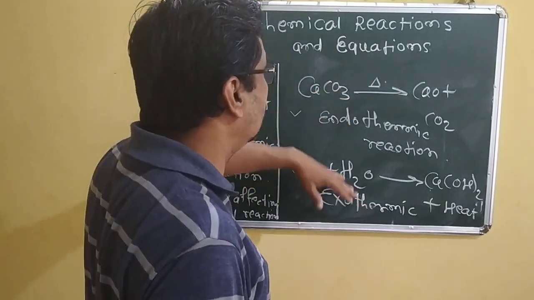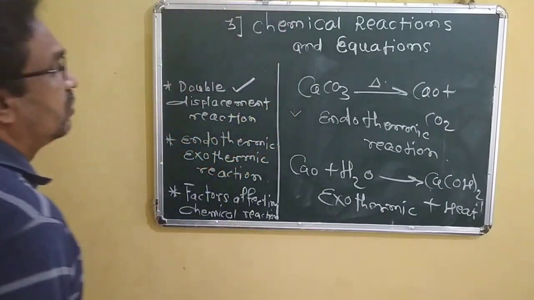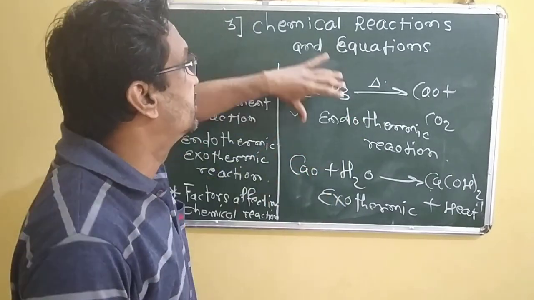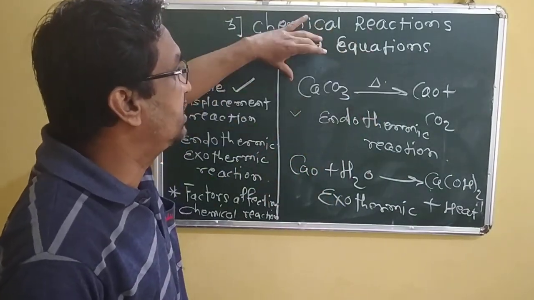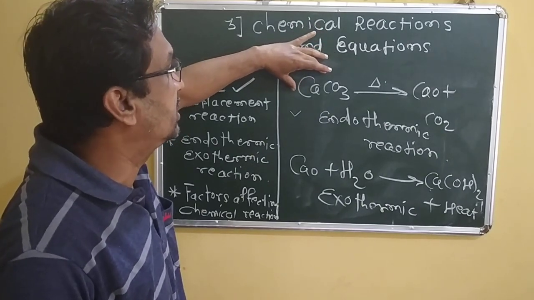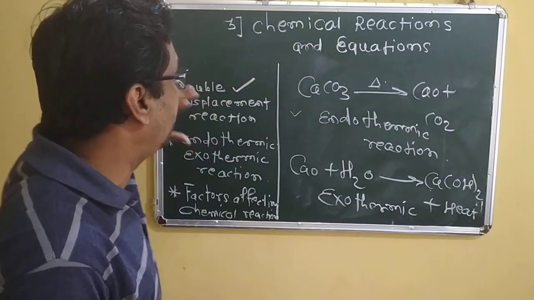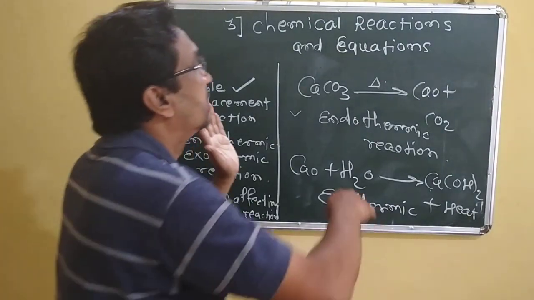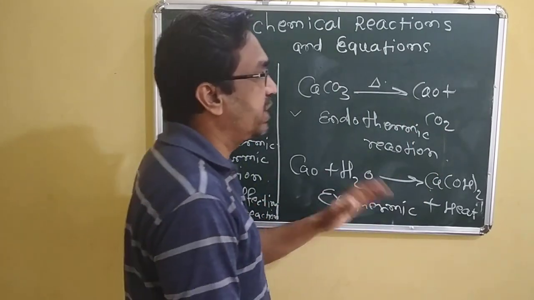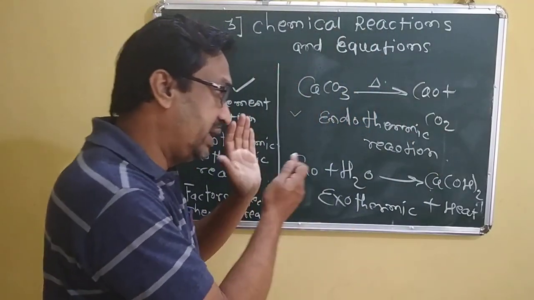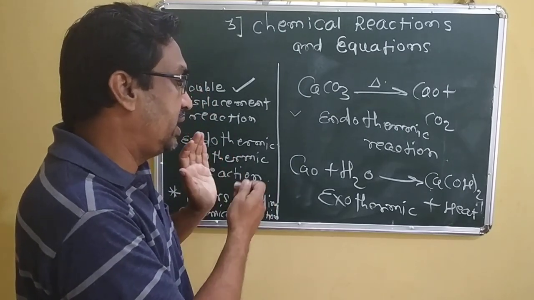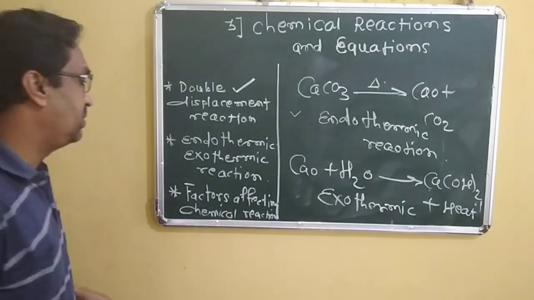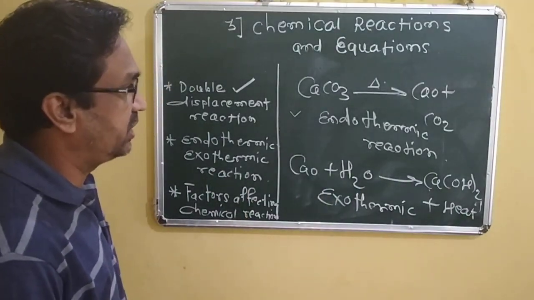In an endothermic reaction, what you have to see is that heat is absorbed, or heat is provided, so if we compare the initial temperature and final temperature, we can easily see that the final temperature is less than the initial temperature. In an exothermic reaction, we can easily say that the initial temperature is less and the final temperature is increased. In this way, exothermic and endothermic reactions take place.